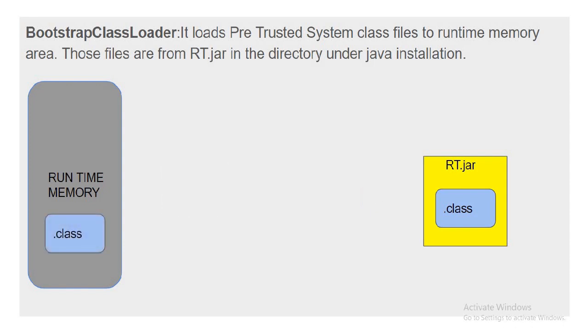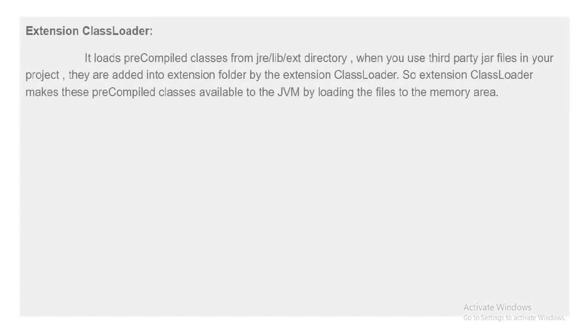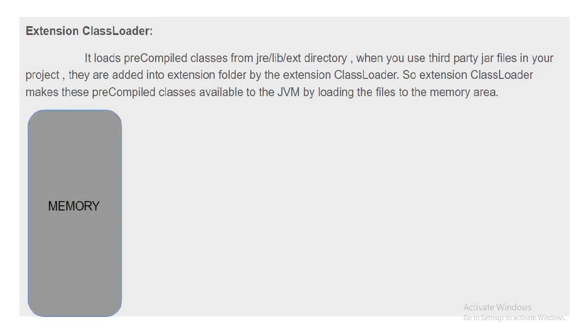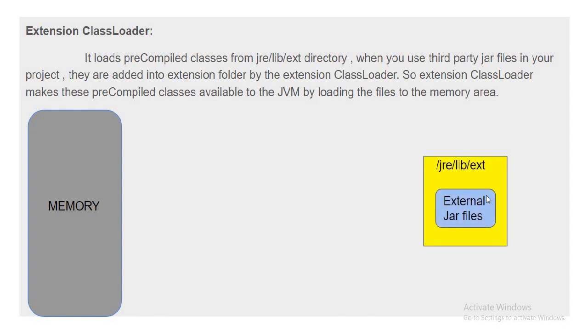Now let's go with the extension class loader. It loads pre-compiled classes from the JRE library extension directory. Normally in our projects we add some third-party jar files, right? The role of the extension class loader is to load the third-party jar files into memory. It will be like this: normally we have some external jar files in this part, and our extension class loader will load them into the memory area.